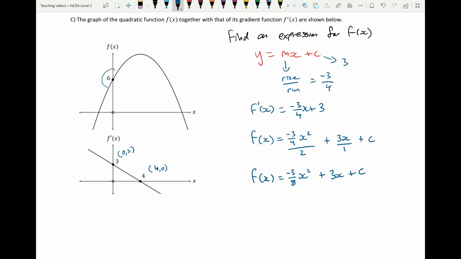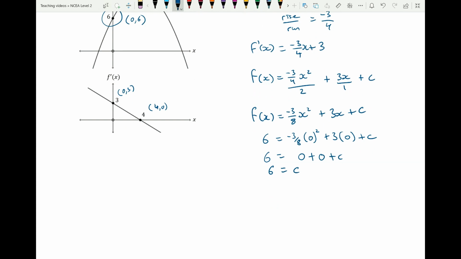Now this is where this point here becomes important. So the coordinates of this point are, x is 0, f of x is 6. So a bit like we did in part A of this question, now that we've integrated, we've got this c that we need to find, we can substitute in the coordinates of a point that we know on f of x so that we can find c. So f of x is 6 and x is 0. Well, both of those terms are going to be 0, so it's going to be 0 plus 0 plus c, so 6 equals c, so c is 6.